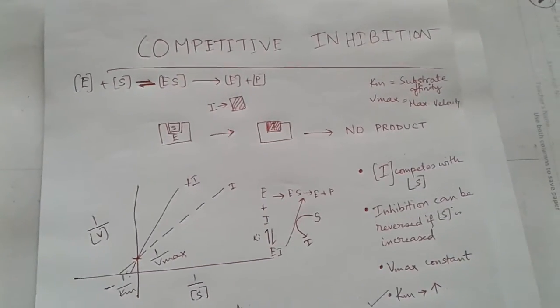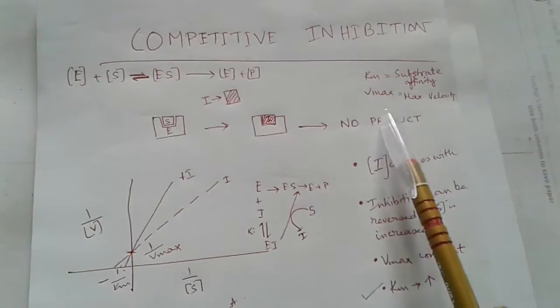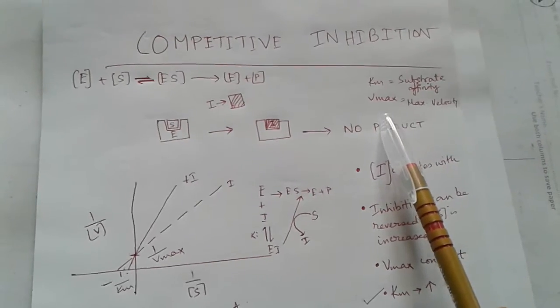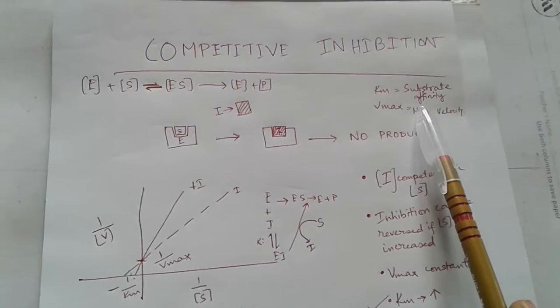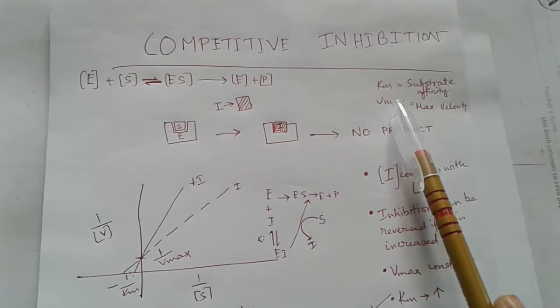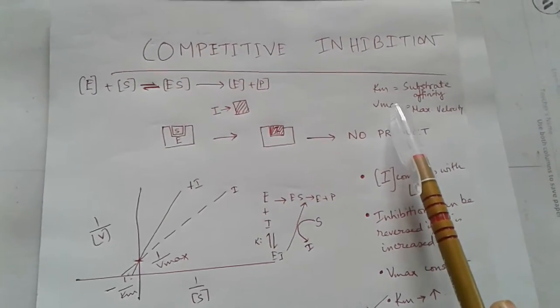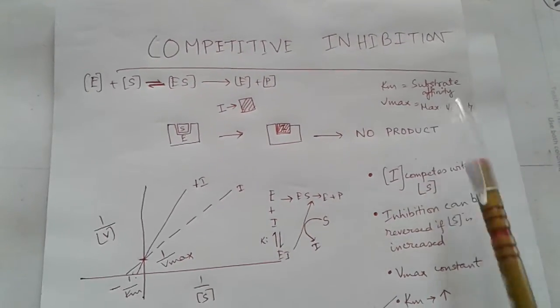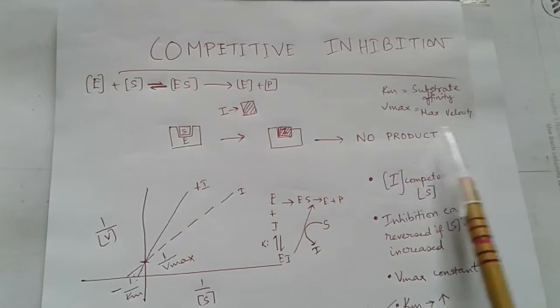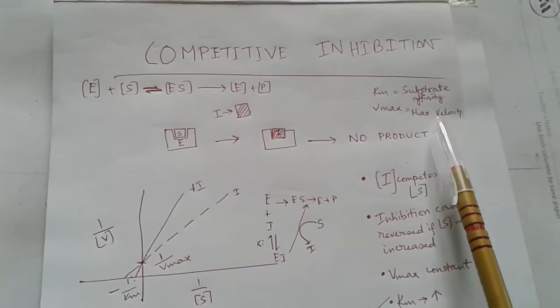Now we need to note what is the effect of this inhibition on Km and Vmax. So what is Km? This is basically the substrate affinity, or how much substrate is required to reach half Vmax. And what is Vmax? This is maximum velocity. So we need to note the changes in these two factors.